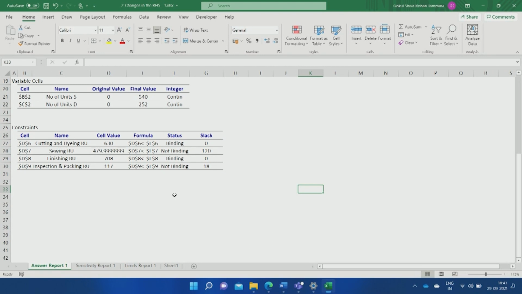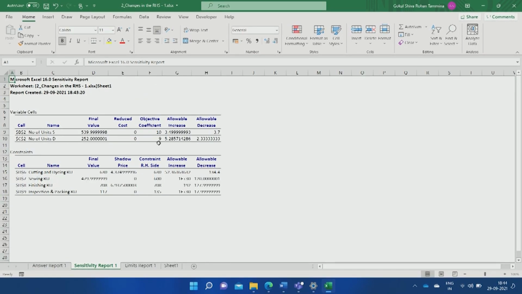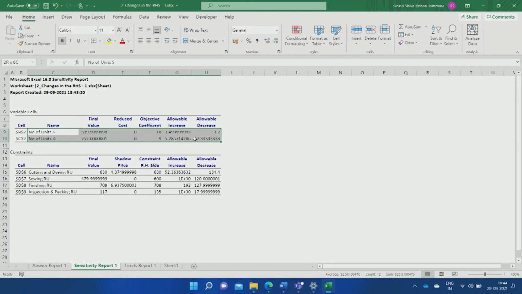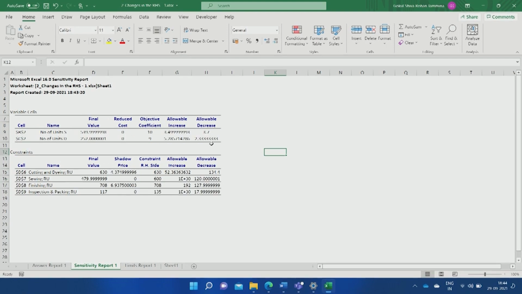Now, there is a slack. I will explain what is the meaning of this slack. And when you go to the sensitivity report, here also the value of S is there, D is there. There is a term called reduced cost. Then there is an allowable increase and allowable decrease. So, I have taken the screenshot of this output. I will explain in the presentation.